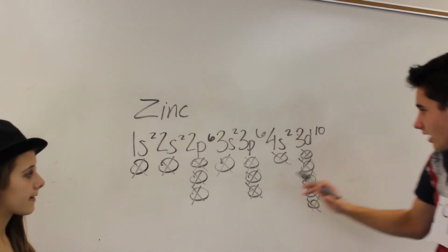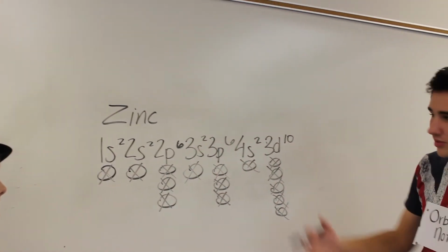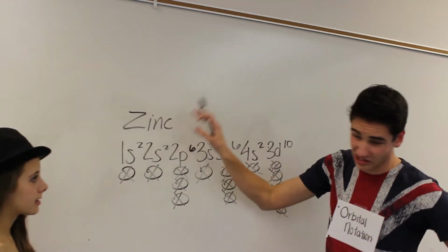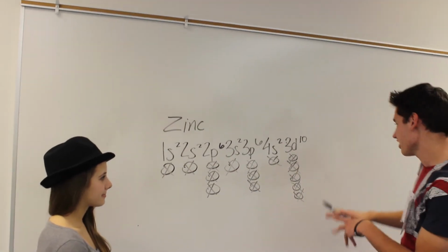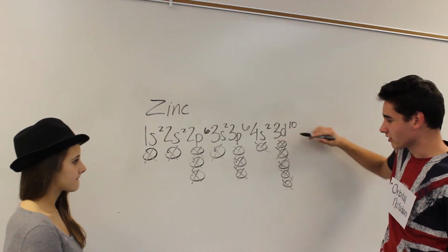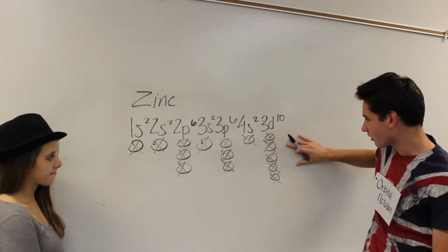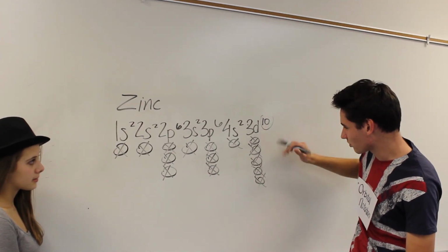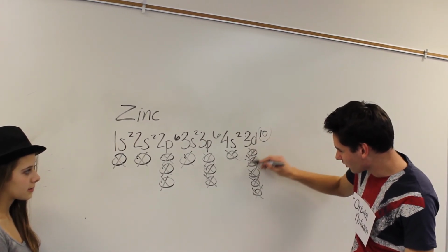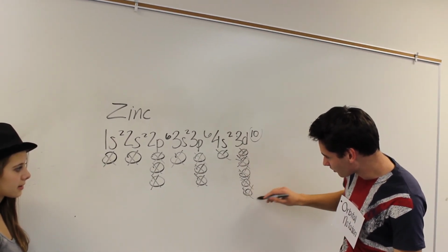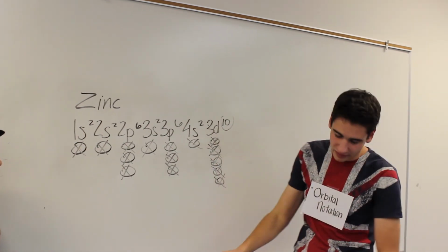P's have 3, and D's have 5. F's would have 7, but there's none. There's no F's in zinc. Anyway, to fill all 5 of these d sublevel orbitals, we need 10 electrons, which we have. So we are able to dash through all of those. So we have a full orbital notation.